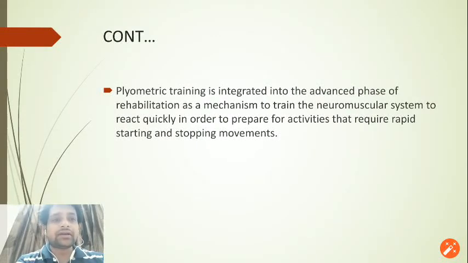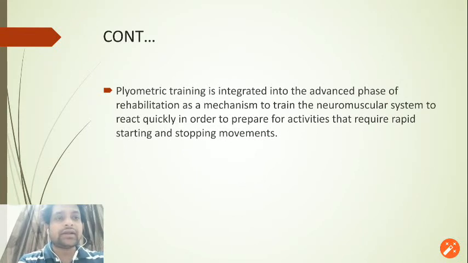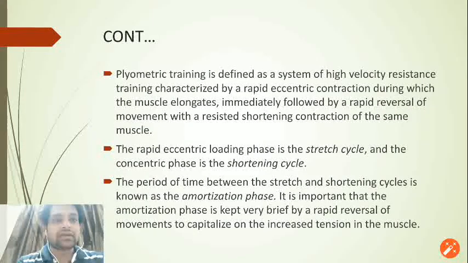Next, plyometric training is integrated into the advanced phase of rehabilitation as a mechanism to train the neuromuscular system to react quickly, in order to prepare for activities that require rapid starting and stopping movements. Plyometric training is defined as a system of high velocity resistance training characterized by a rapid eccentric contraction during which the muscle elongates, immediately followed by a rapid reversal of movement with a resisted shortening contraction of the same muscle. The rapid eccentric loading phase is the stretch cycle, and the concentric phase is the shortening cycle.